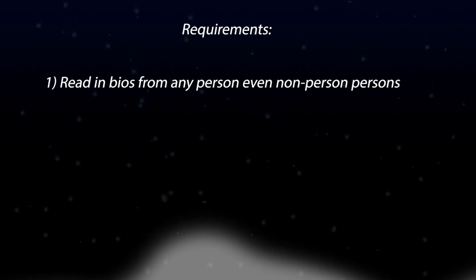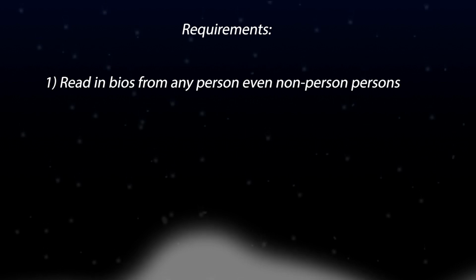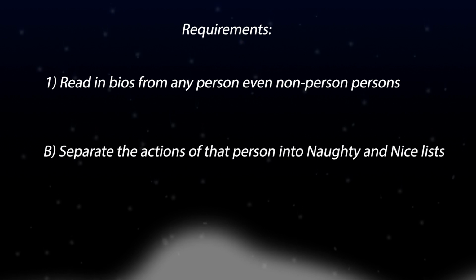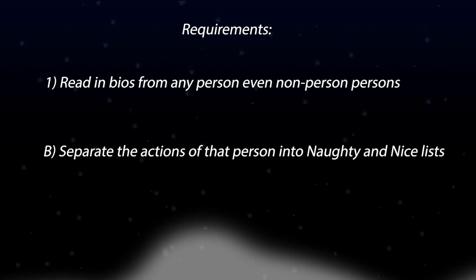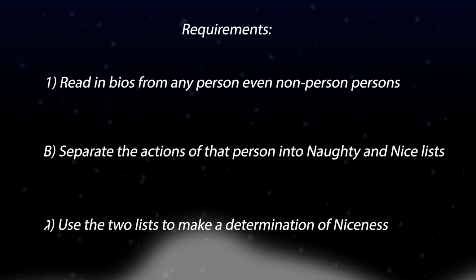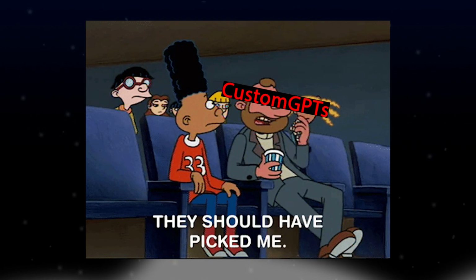But none of that matters here. We don't need no fancy ETL data. For our North Pole product that I'm going to call Santos L. Halper, we have the following requirements. 1. Read in the bio of any person, and for this I'm using the US government's definition of US person, which includes corporations. 2. Separate the actions of that person into two lists, naughty and nice. And 3. Use the two lists to make a determination of niceness and the receipt of presents. Looking over those requirements, I think we're going to go with assistants to form the backbone of Santos.